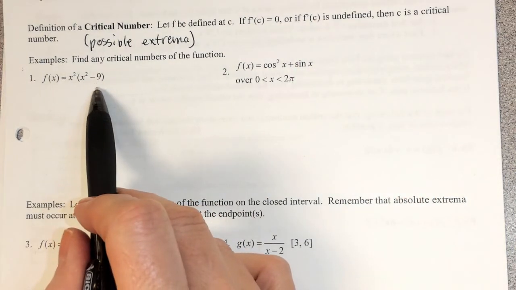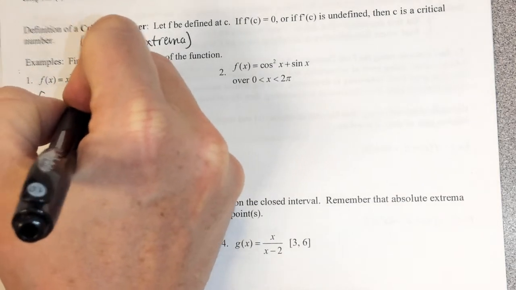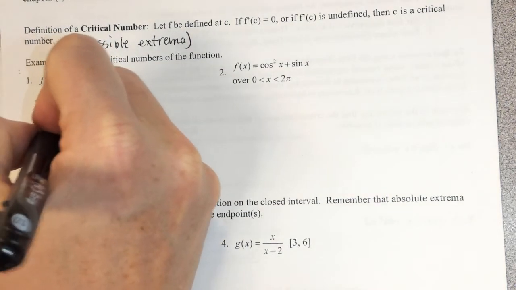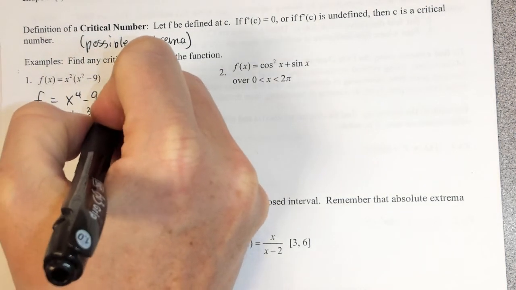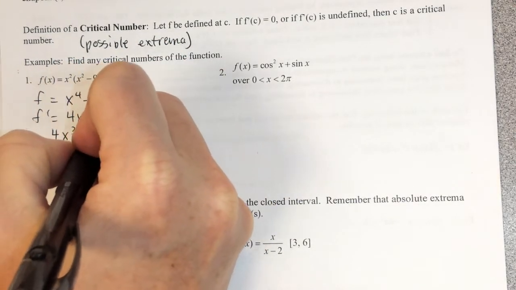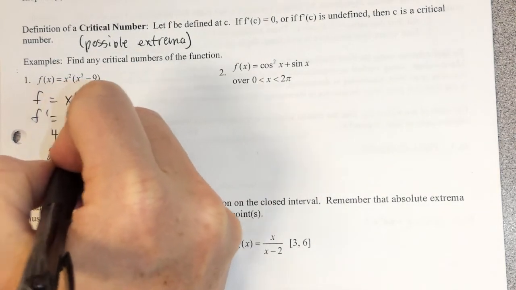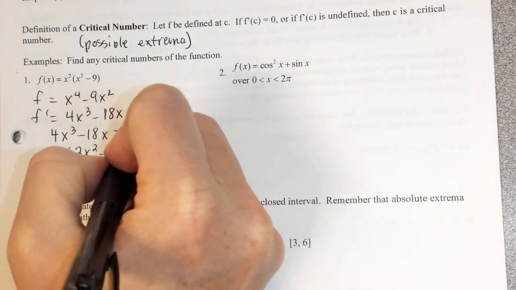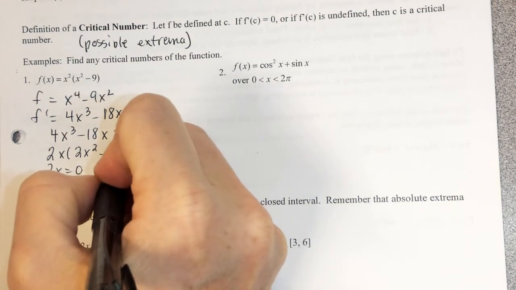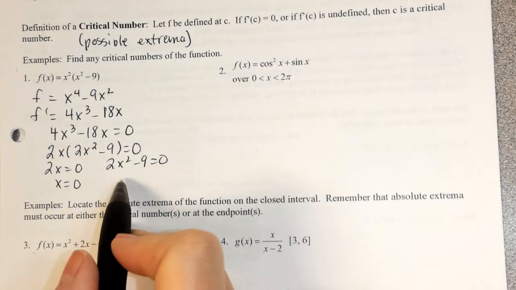So I'm going to find this derivative. I could use the product rule, but I'm just going to go ahead and multiply it out. There's our function. To find the critical number, we take the derivative. And now we're going to set that derivative equal to 0. Solving this, I'm going to factor out a 2x. I set 2x equal to 0. I set 2x squared minus 9 equal to 0. X equals 0 is a critical number.